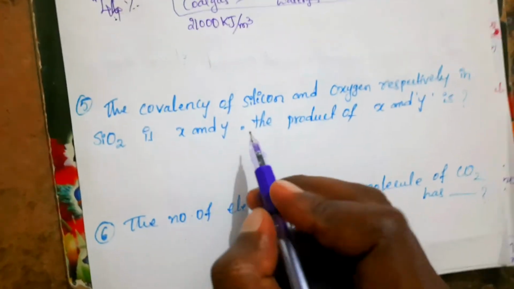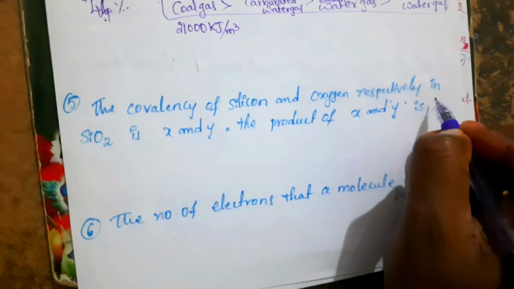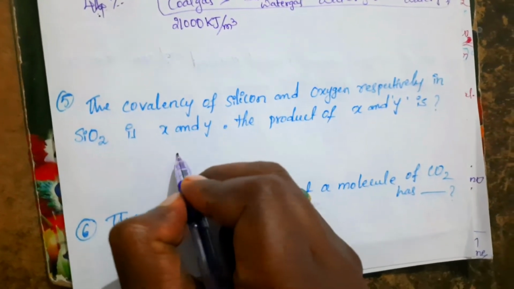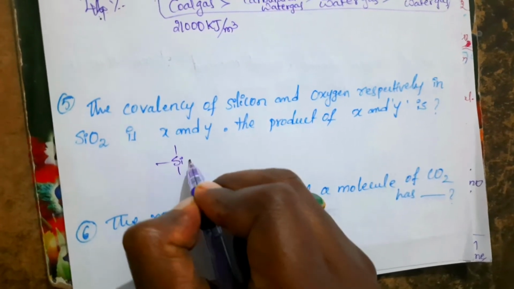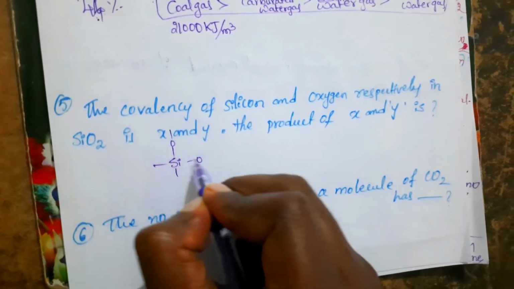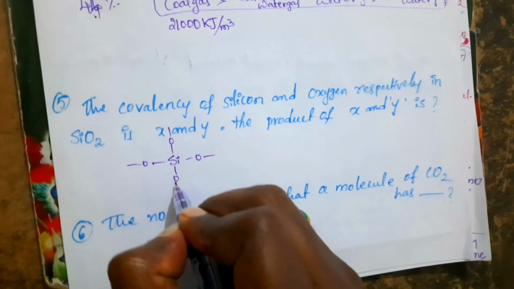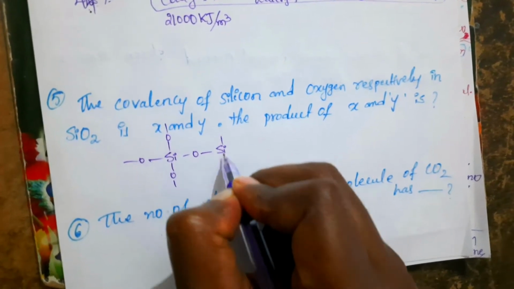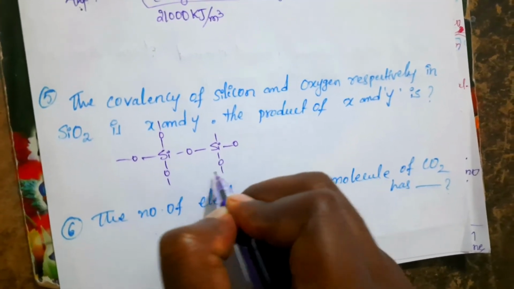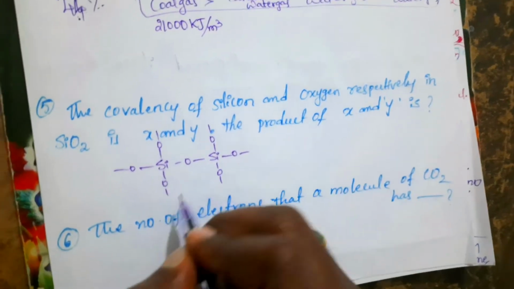Next one, the covalency of silicon and oxygen respectively in SiO2. In SiO2, each silicon is surrounded by 4 oxygen atoms in a tetrahedral manner in the form of Si-O-Si linkage. Is it or not? Each silicon is bonded like this.